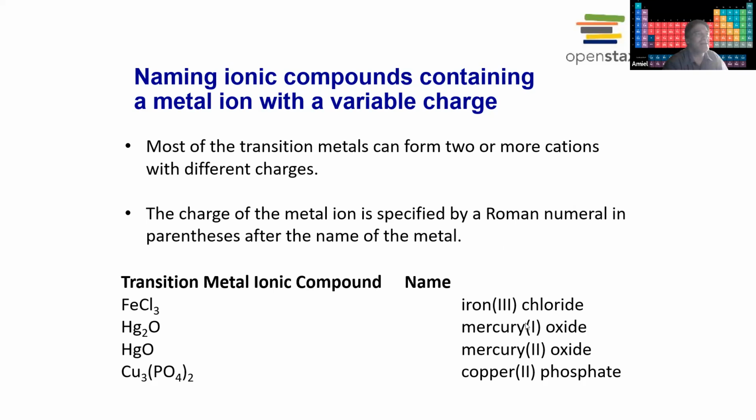Mercury 1 oxide is Hg2O. That's mercury 1. That's why it's confusing. It's mercury 1, but there's 2 of them with a charge of +1, and then oxygen. Mercury 2 oxide would just be HgO. Copper 2 phosphate. Phosphate we know is -3. -3 times 2 is -6. So copper is in the +2 state here, indicated by the Roman numerals.